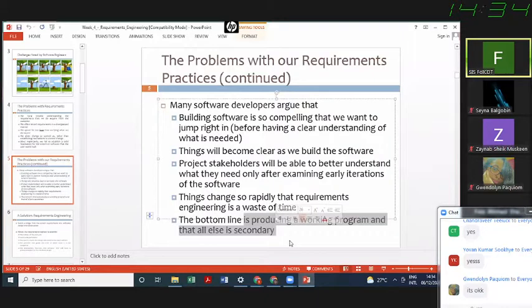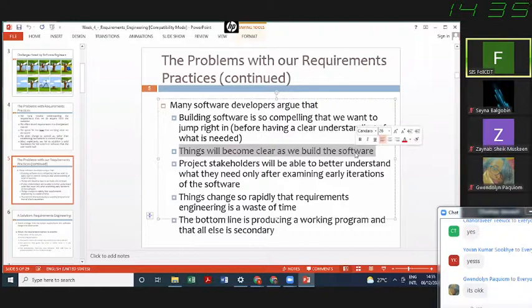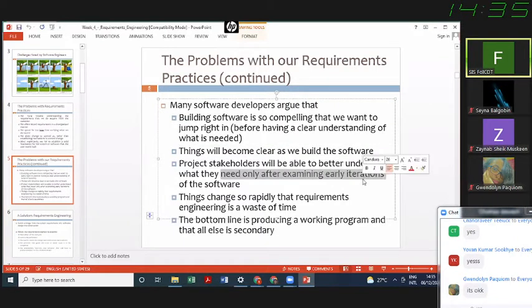Okay, so this is perhaps some, I would say, malpractices. If I have to summarize this slide, I would say that these would be some malpractices that are common in the software industry. So one malpractice would be that you start developing the software right away. You think that things will become clearer as you progress. Project stakeholders feel that, okay, I need a prototype or an early iteration to understand what the system is going to do. Some people think that requirements engineering is a waste of time.